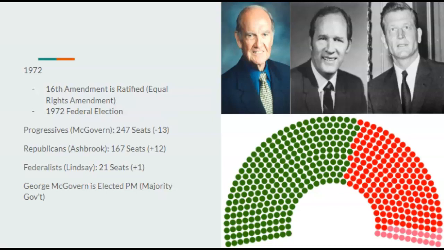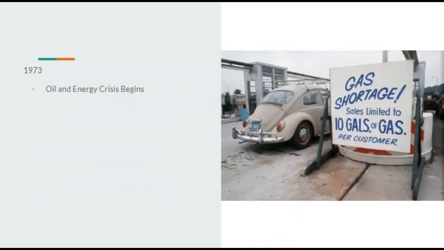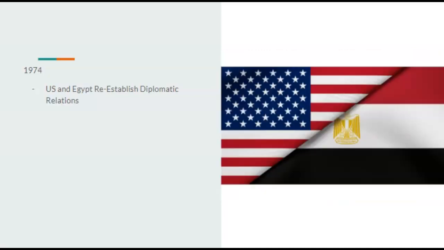Good times, good times. Kicking off 1973, the oil and energy crisis begins. The oil crisis ends early 1974, but the energy crisis is still going to be a thing well into the 80s, so McGovern's got that to worry about. In 1974, the U.S. and Egypt reestablish diplomatic relations, which helps out with the U.S. and their oil crisis, since Egypt is a good chunk of our supply of oil around this time.